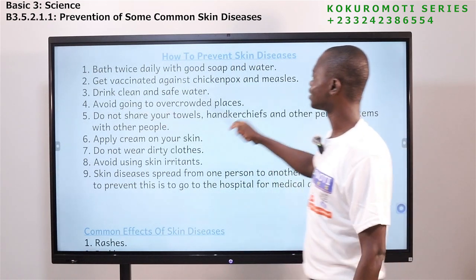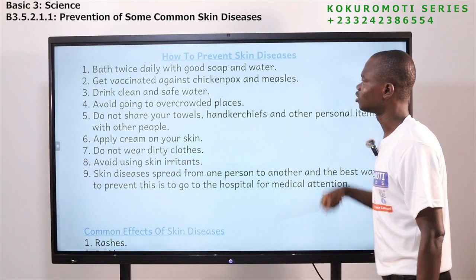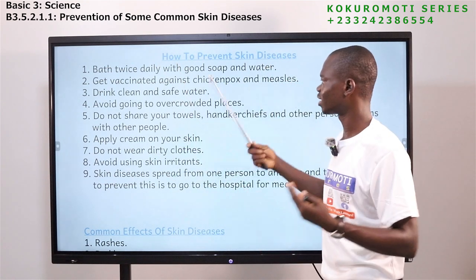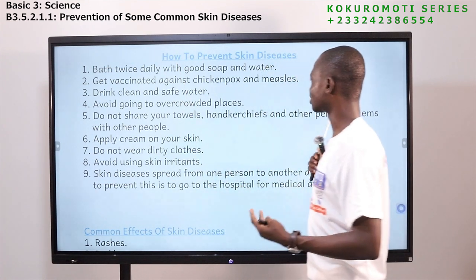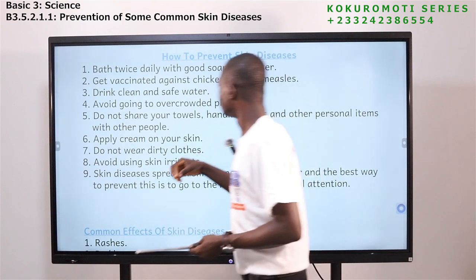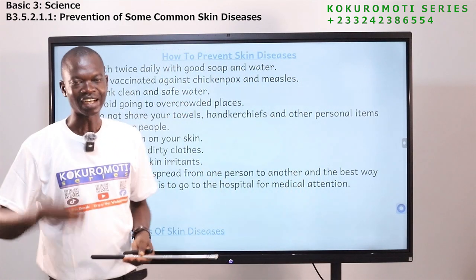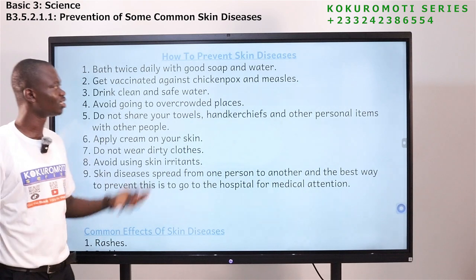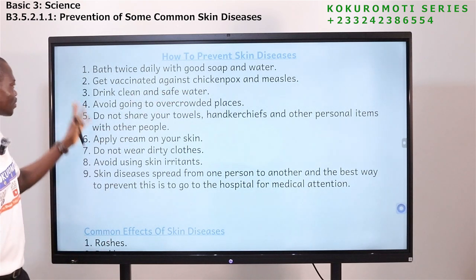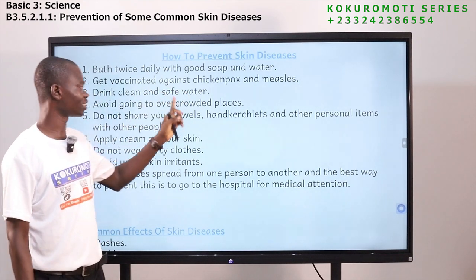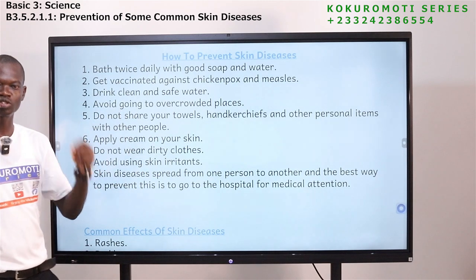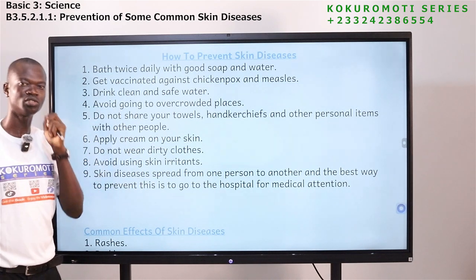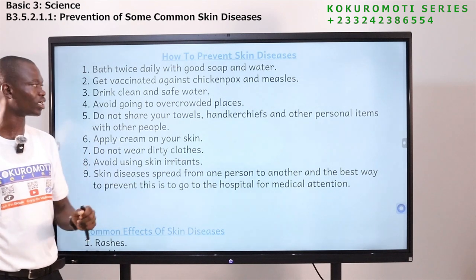Two, get vaccinated against chickenpox and measles. There is a vaccine. Just get vaccinated against chickenpox and measles. So if they come around to give vaccines, please make sure you get yourself vaccinated against skin diseases. The next one, drink clean and safe water. Those of you who drink any kind of water, make sure you drink clean water all the time.